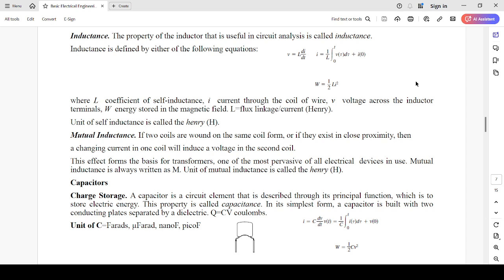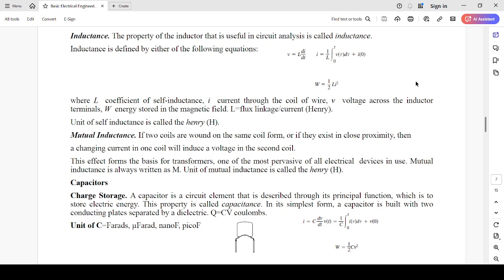Then the third type of passive component is the capacitor. You know that a capacitor is an electrical component which helps to store electric charge. In its simplest form, the capacitor is composed of two conducting plates separated from each other by a medium. That medium is known as the dielectric medium. Numerically, the charge is estimated by the formula C into V, where C is the capacitance.